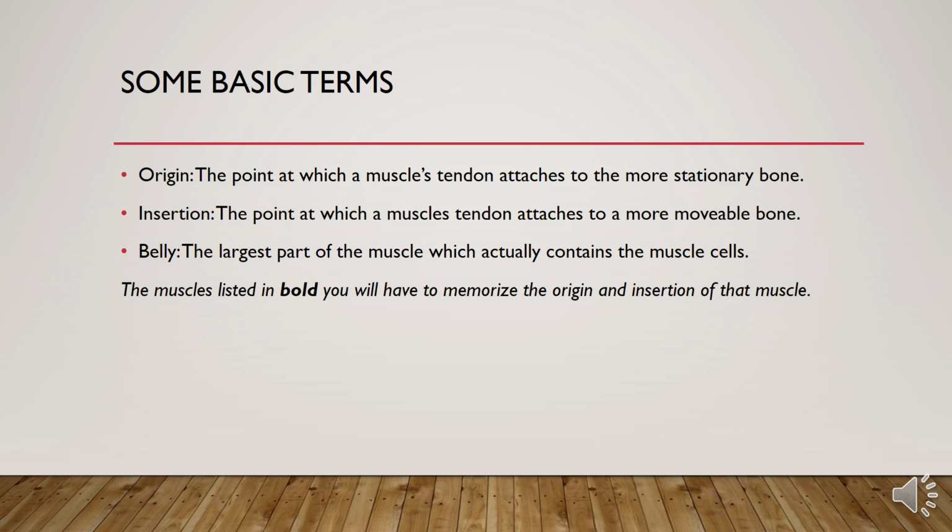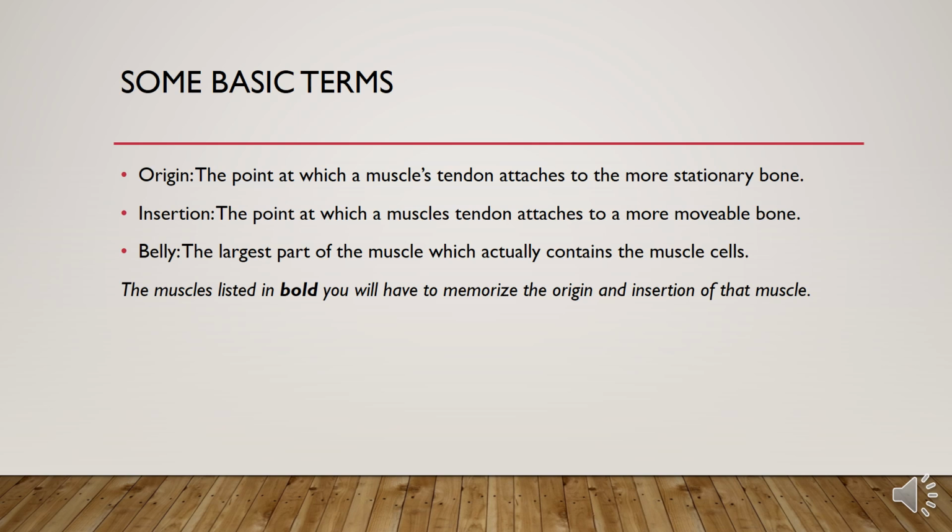Okay, so we have some basic terms: the origin, insertion, and belly. The origin is the point at which a muscle's tendon attaches to a more stationary bone. A more stationary bone would be something like the clavicle or the spine, something that's not regularly moving a lot. The insertion is the point at which a muscle's tendon attaches to a way more movable bone. That'd be like your ulna or your radius or your femur, something like that.